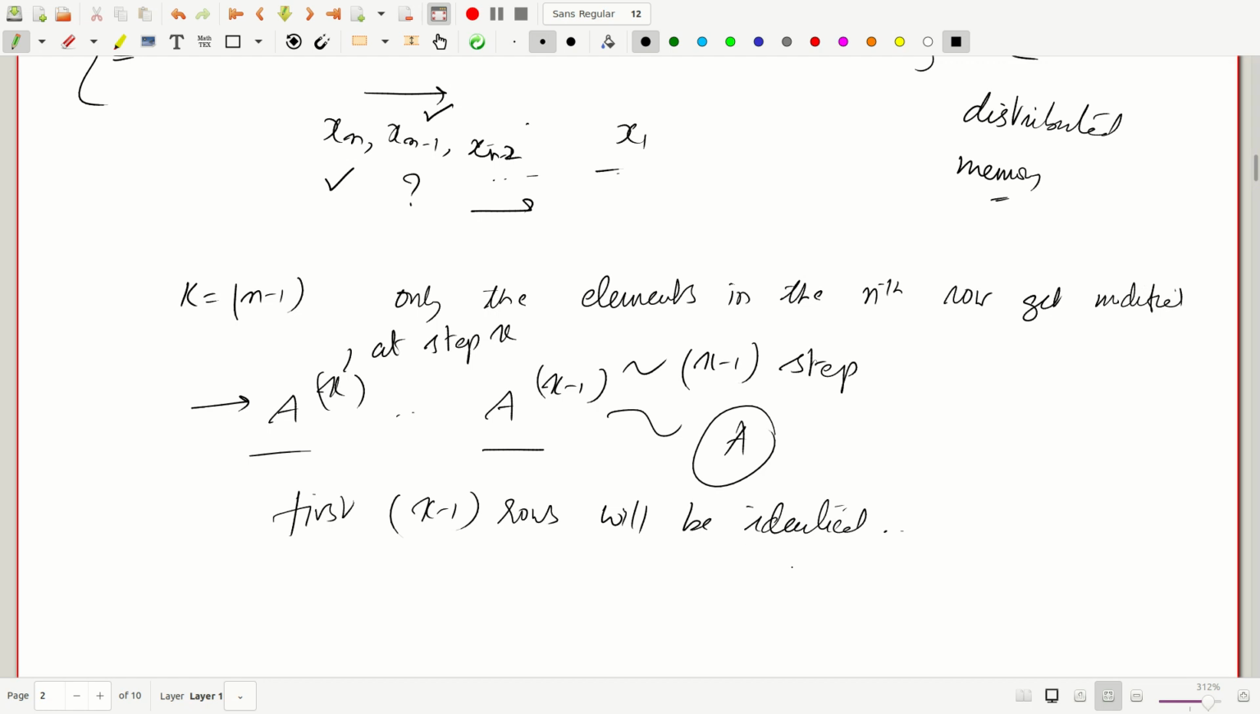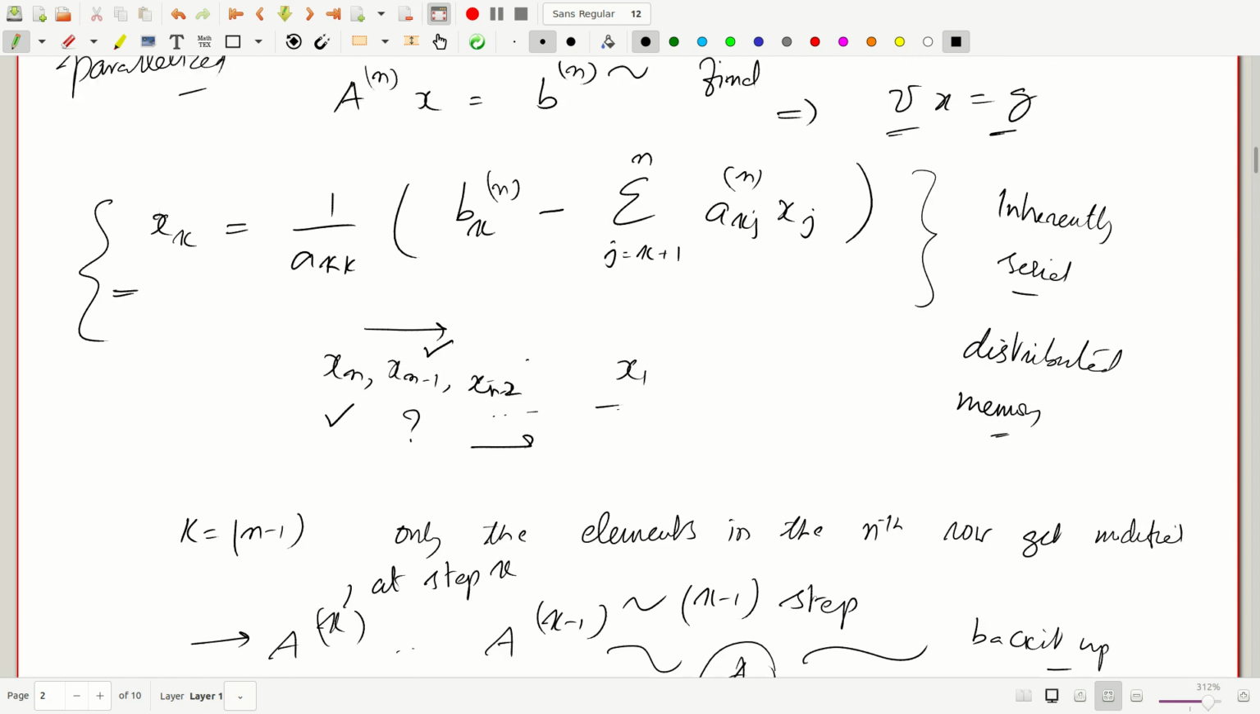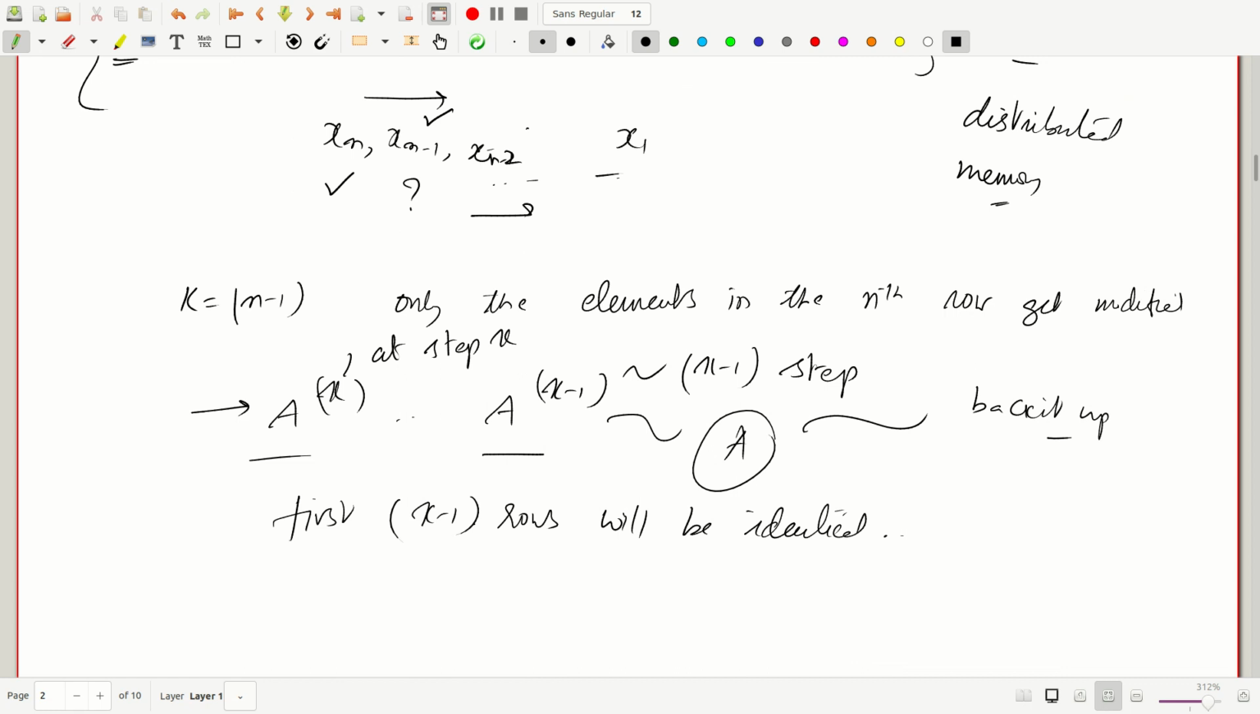You do not keep copies of different steps unless you want a copy of A, which you have to back up before you call the Gaussian elimination. Once you enter the Gaussian elimination, A gets modified into U, so you may actually lose it. So if you want the original matrix, you have to first take a copy before you call it. What this tells us is that because only the elements in the rows below are modified, the rows above remain the same.